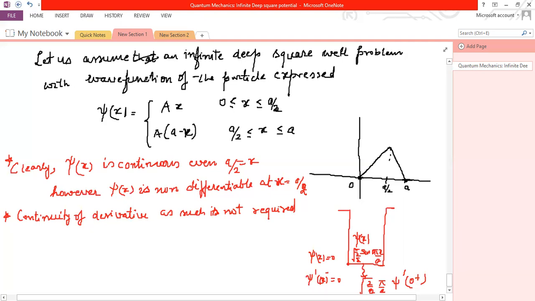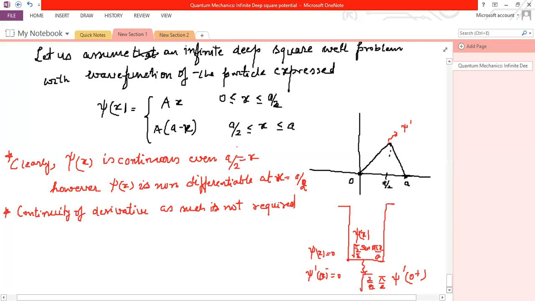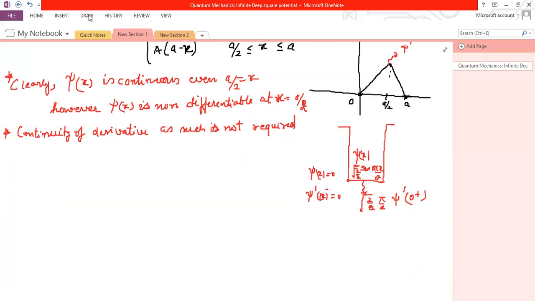From this problem itself, I'm going to emphasize an important concept that you really need to pay attention to. Continuity of the derivative as such is not required. However, you can see clearly this particular sharp edge, where psi'(x) is discontinuous. Again, I'm emphasizing that psi' on the left hand side would be simply A, and psi' on the right hand side of a/2 would be simply minus A. So psi' as such is not continuous at x equal to a/2.